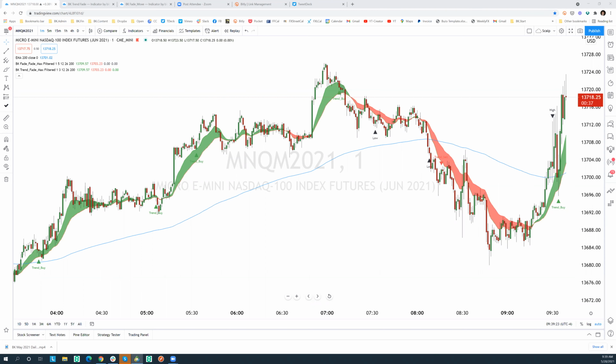So let me share with you. First of all, does everybody have this new configuration? It just says trend buy, low, high on the charts when you apply both the trend fade and fade fade. Let's make sure everybody is in sync on that. Are we all good on that?